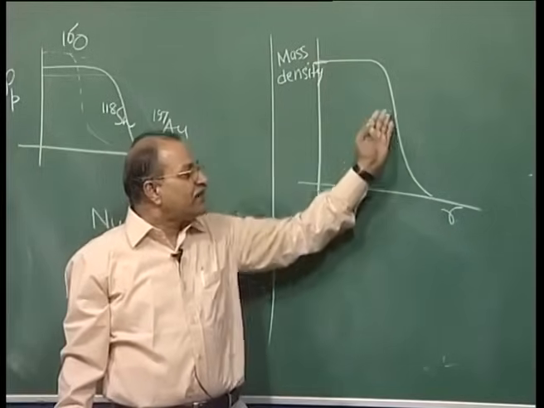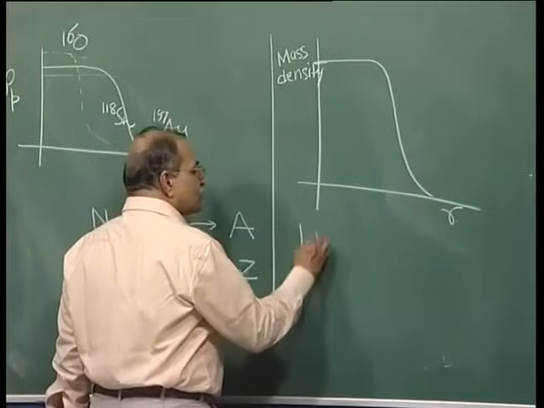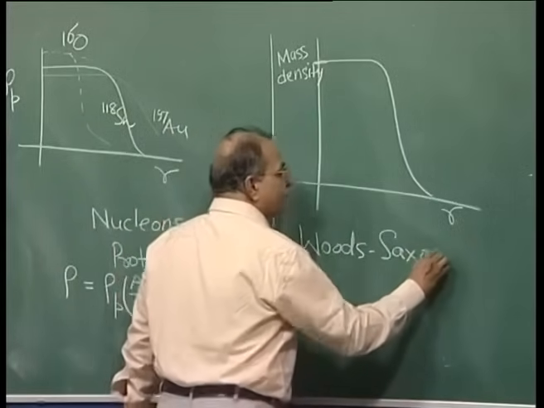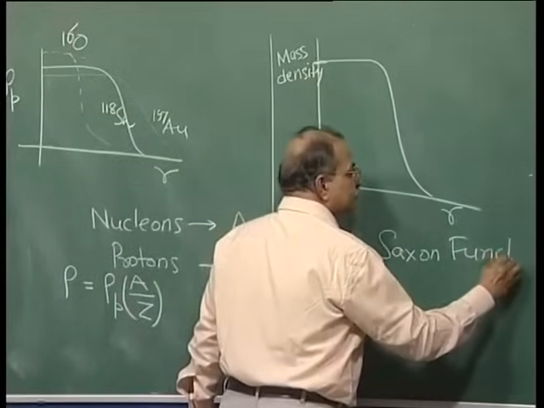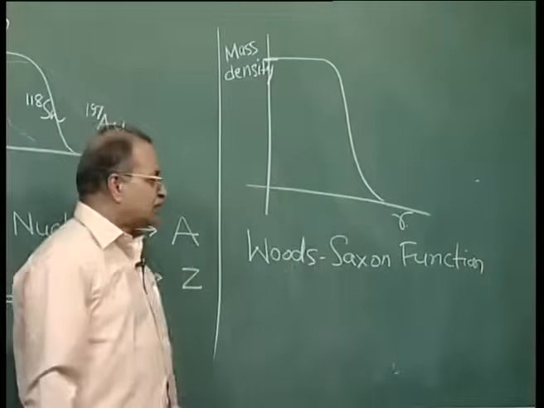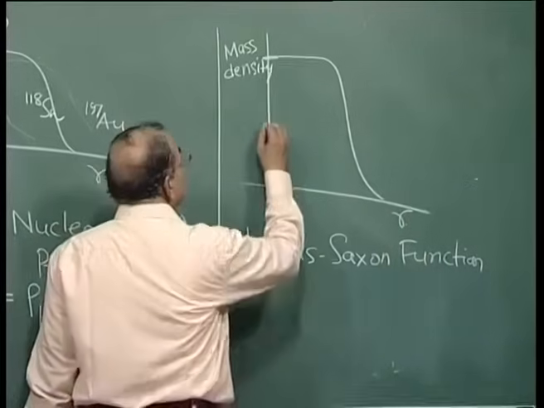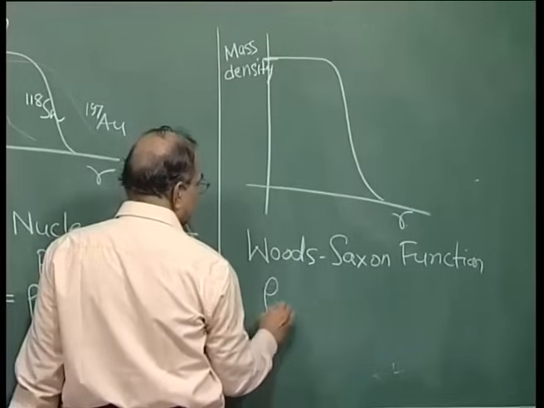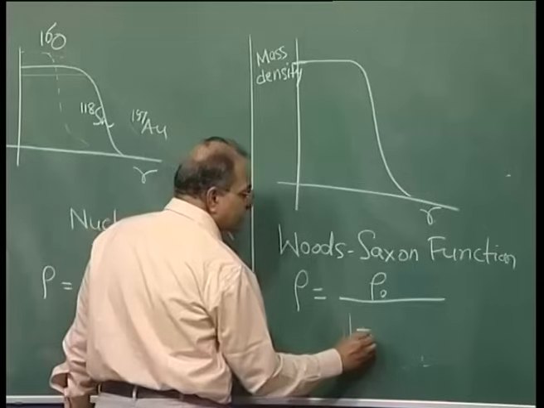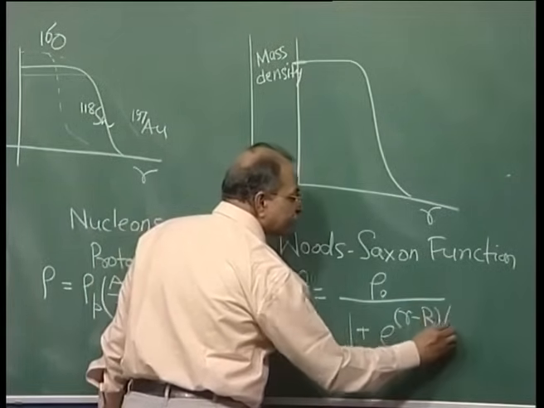Now, this type of function can be represented by a function which is called Woods-Saxon function. This kind of shape can be represented by a special function called the Woods-Saxon function, and if I write it, it will be something like this: rho equals constant rho naught over 1 plus e to the power (r minus capital R) by a.